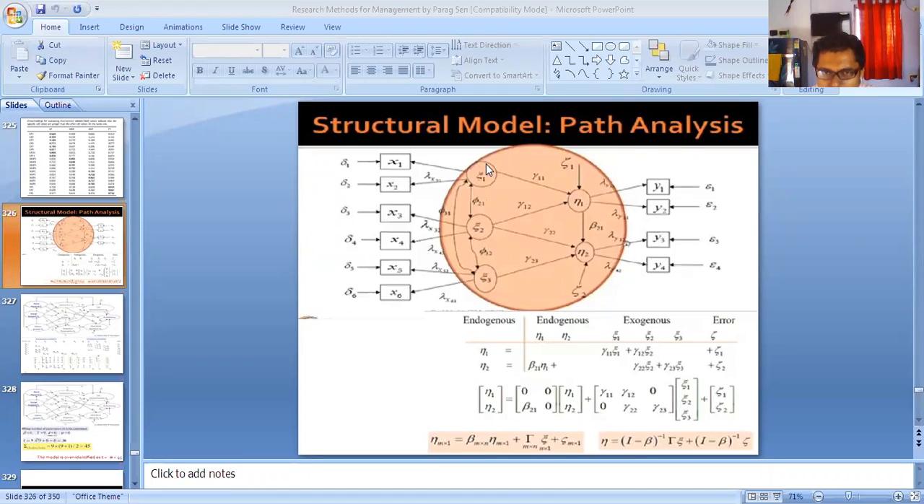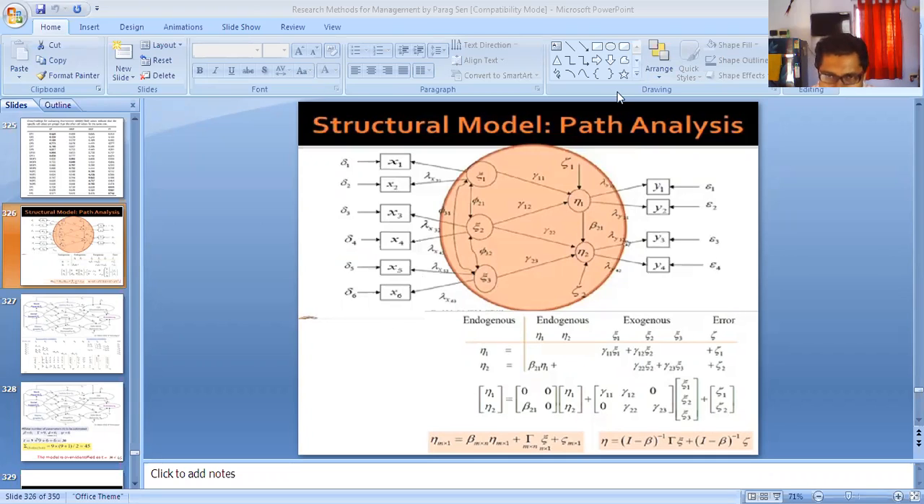Okay, the constructs are represented by circles, or you can also say these are the unobserved variables, or the latent variables, and these are all the manifest variables which are represented by the rectangles. These are manifest variables, you can directly collect the data, and all these are error terms.